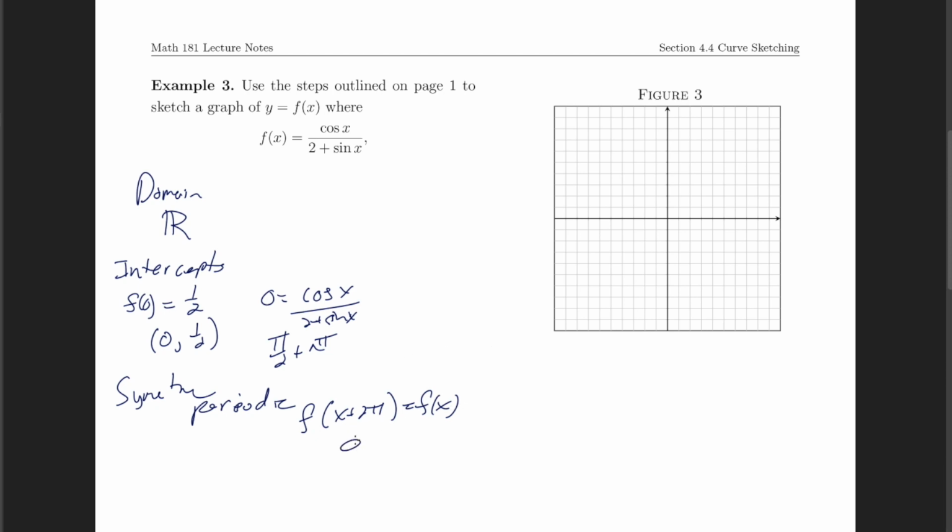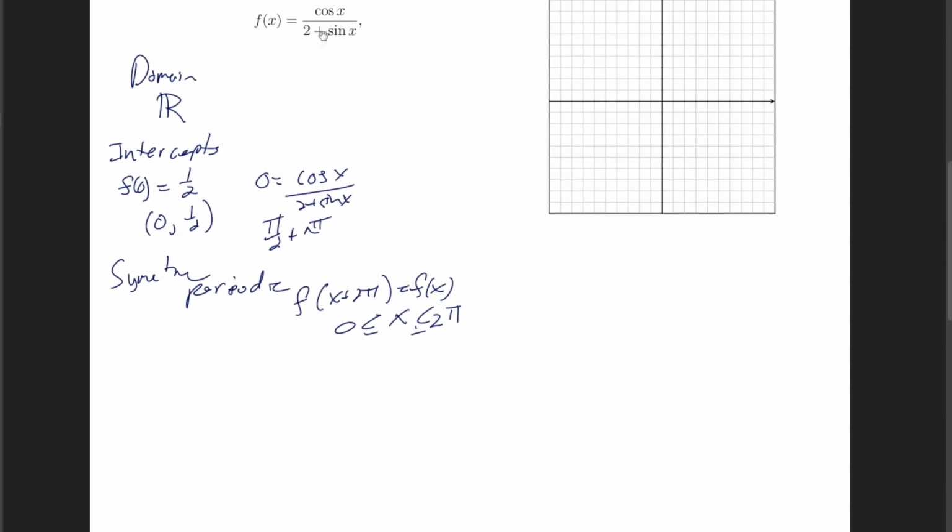So we only need to consider x between 0 and 2 pi. If we find everything here, we'll find everything. Okay? For the asymptotic behavior, this has none. If we send it to infinity, since this oscillates and this oscillates, we have the same problem we had before, right? With the limit of sending these two, so this doesn't have any asymptotic behavior.